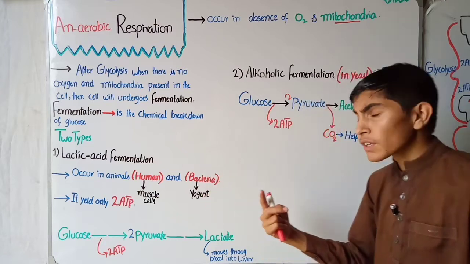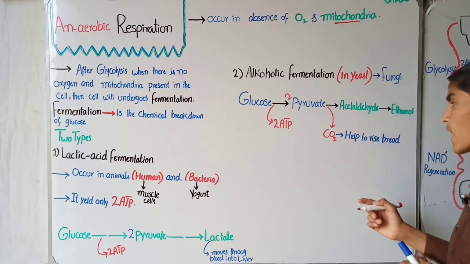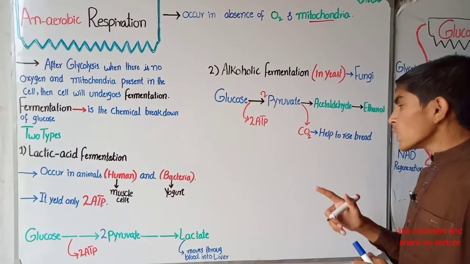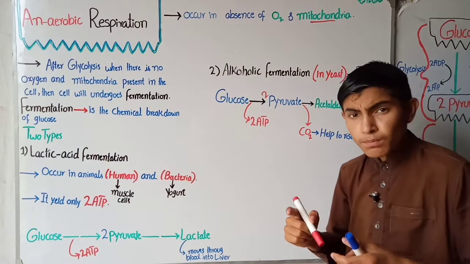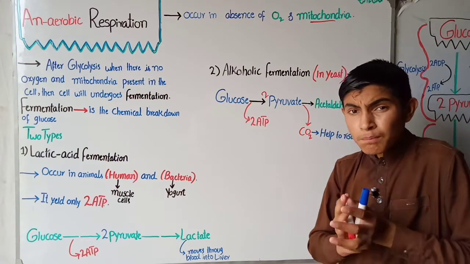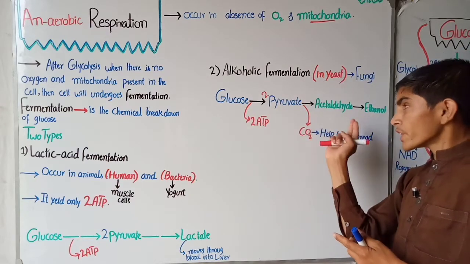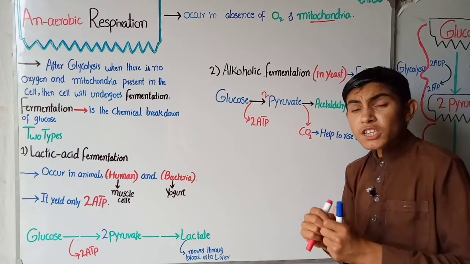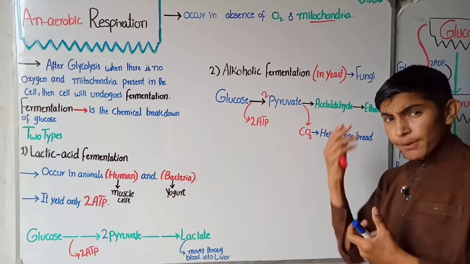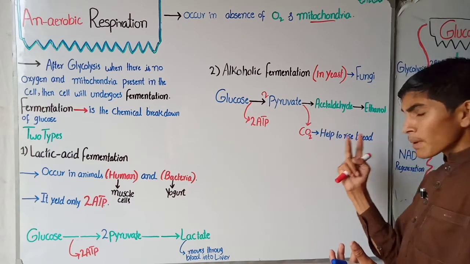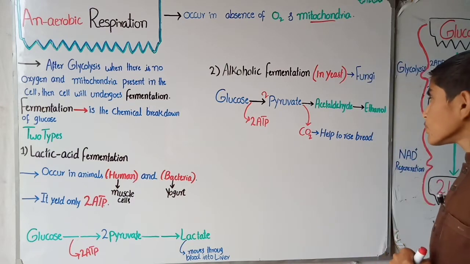Unlike lactic acid fermentation, here 2 pyruvate are converted into acetaldehyde, and during this process CO2 is released, and CO2 helps to rise bread. So this phenomenon is used in bread. Bread makes a sponge-like structure due to the conversion of pyruvate into acetaldehyde, and during this process CO2 is released as a byproduct, which gives the bread a sponge-like structure, consisting of some spaces of CO2.